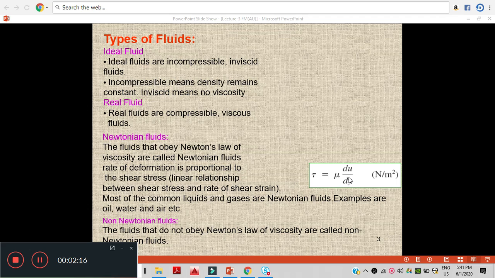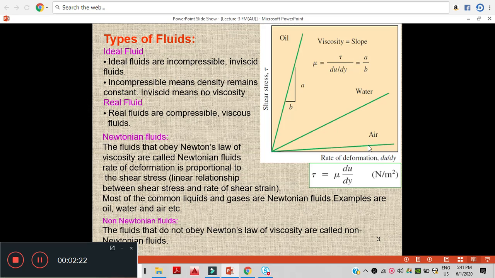Here you can see a picture in which we can see the behavior of Newtonian fluids. First of all, the ideal fluid. Where does this ideal fluid lie in this picture? For the ideal fluid, we know there is no viscosity. If the viscosity is 0 in this equation, tau equals mu du by dy, then the shear stress is 0.